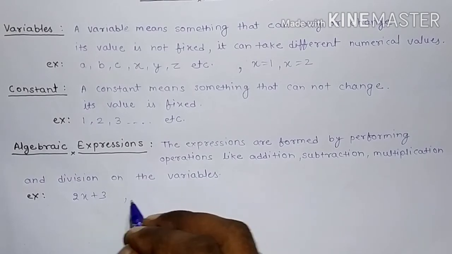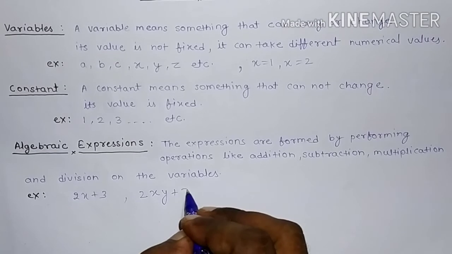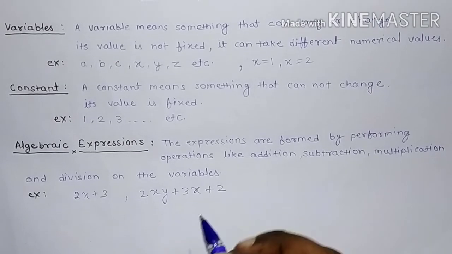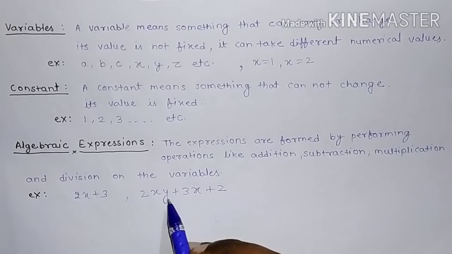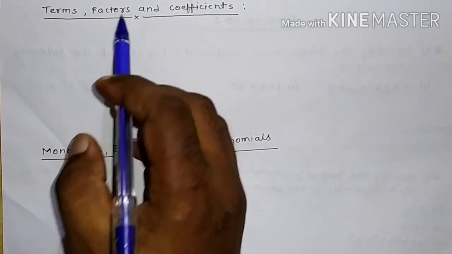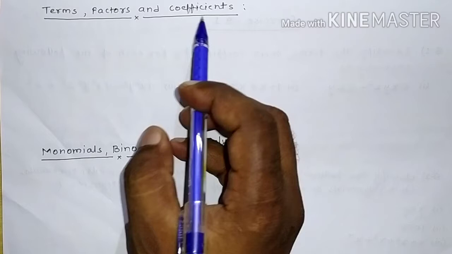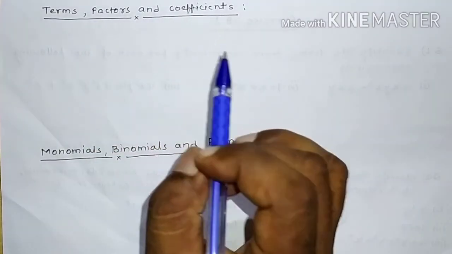Let's take another example, that is 2xy plus 3x plus 2. This is also an algebraic expression where x and y are the variables and 2, 3, 2 are the constants. Now the next term, that is terms, factors and coefficient. What are the terms, factors and coefficient in an algebraic expression?